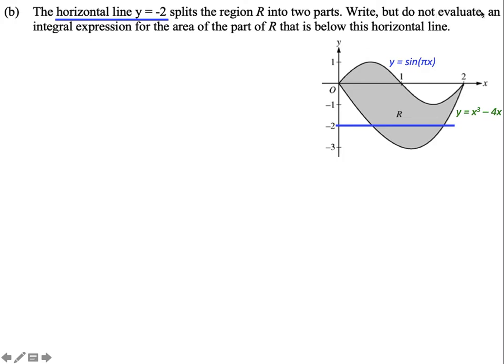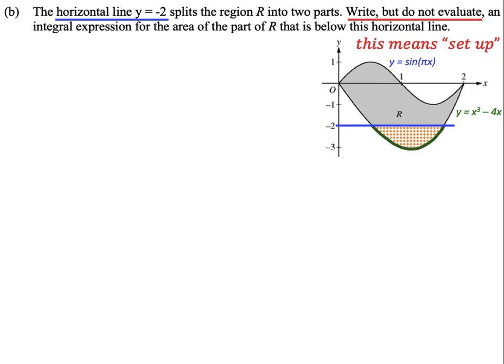It's write but do not evaluate. So that's another way of saying, I want the setup, but I don't want you to solve. So this is a setup question only. Write but do not evaluate an integral expression for the area of the part of region R, so we're only talking about a part of this, below the horizontal line. So that is right here. So in other words, it's this region down below that is between the blue line and the green curve.